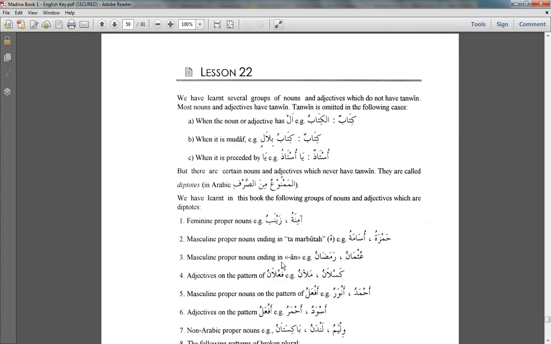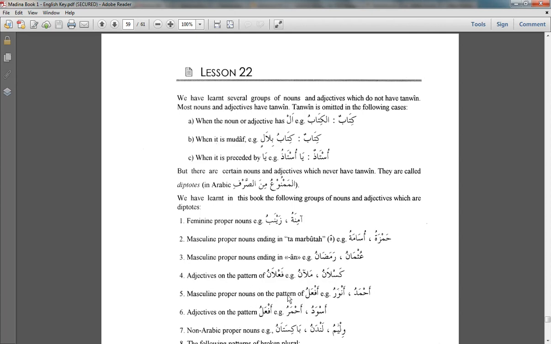Masculine proper nouns ending in an, Uthmanu, Ramadanu, and that is basically alif noon zaidatan. Alif and noon zaidatan are alif and noon which are not the root letters. They are extra from the root letters. In this case, Uthman, the root letters are Ain, Fa and Mim, and alif and noon is extra. Same thing with Ramadan. An is extra. Adjectives on the pattern of fa'lan, like kaslan, wal'an, etc. Again same thing. It has the alif and noon zaidatan in it.